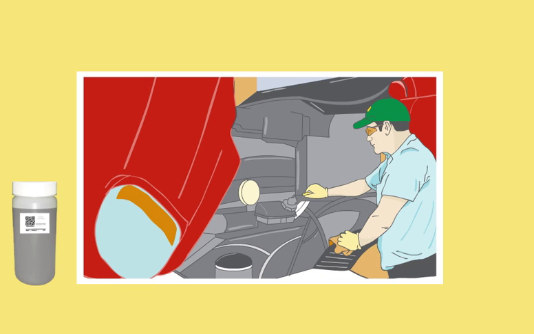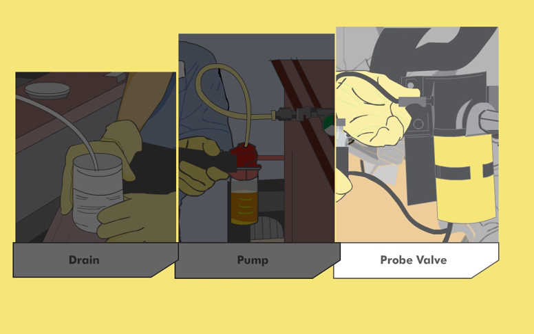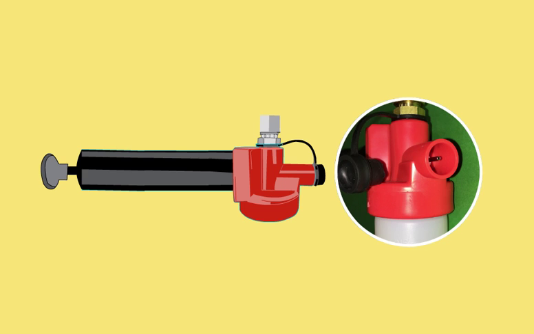Drain the remaining fluid out of the tube back into the reservoir and remove the tube from the fill port. Unscrew the locking ring on the vacuum pump and remove and properly dispose the used tube. Never reuse them. The third option for gathering a sample, using a probe valve, provides the most representative sample possible.